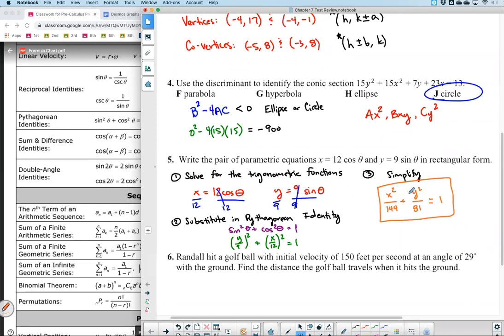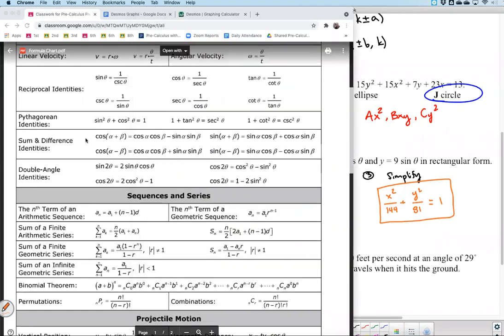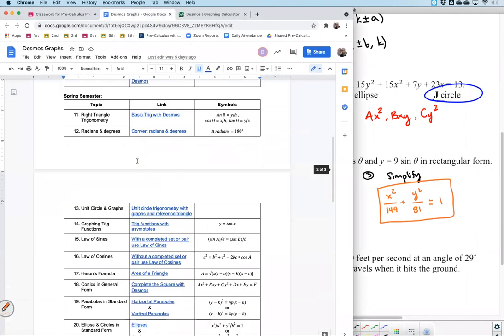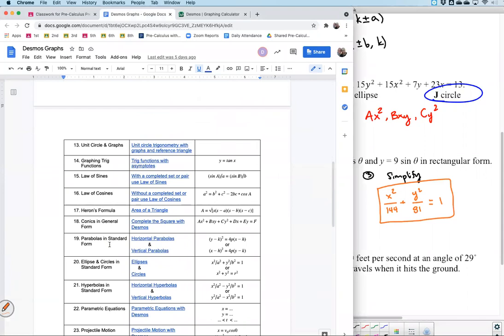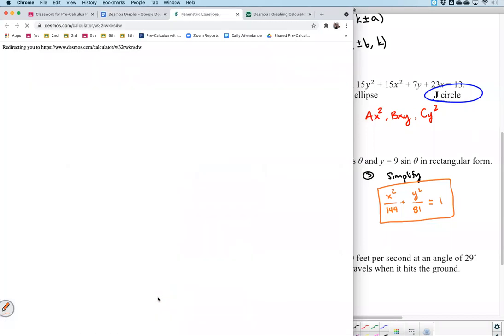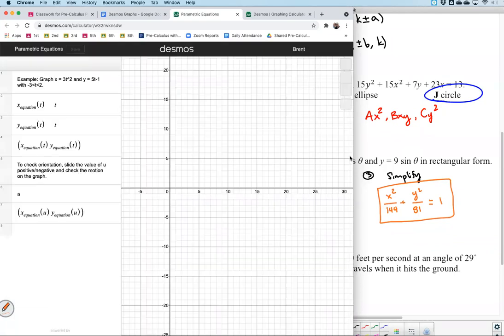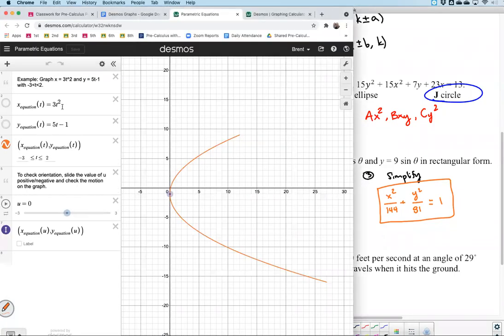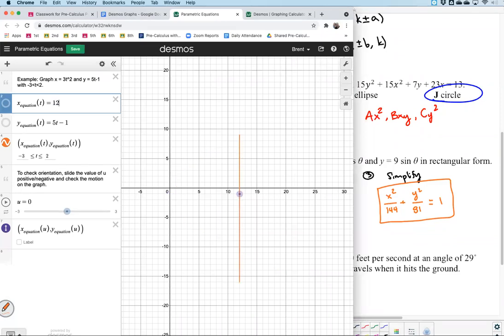So what could you do if you don't know that math? Is you could open up the Desmos graph called Parametric Equations, graph number 22 here. When I open this up, I could graph the original 2 equations they gave me, that x equals 12 cosine theta. For my calculator, do not use a theta. You need to use a t, 12 cosine t. y equals 9 sine t.